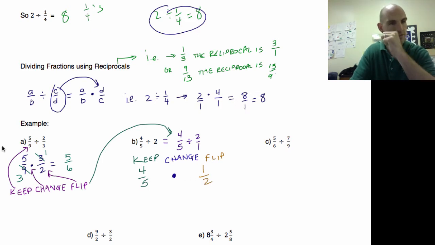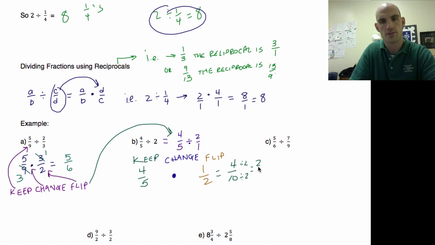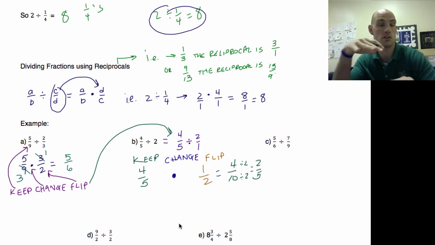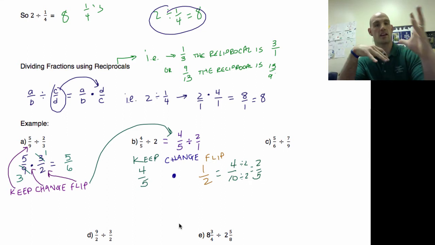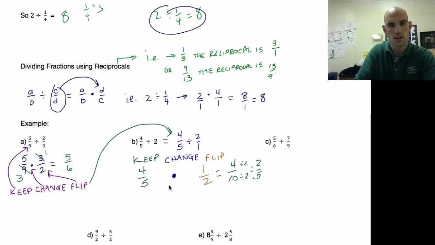So if I keep change flip, I've got 4/5 times 1/2. I'll just do it straight across this time, and I'll have 4/10, which if I divide top by 2, bottom by 2, I end up with 2/5. Okay, so that's using reciprocals to multiply instead of divide. I keep change flip, the KCF.